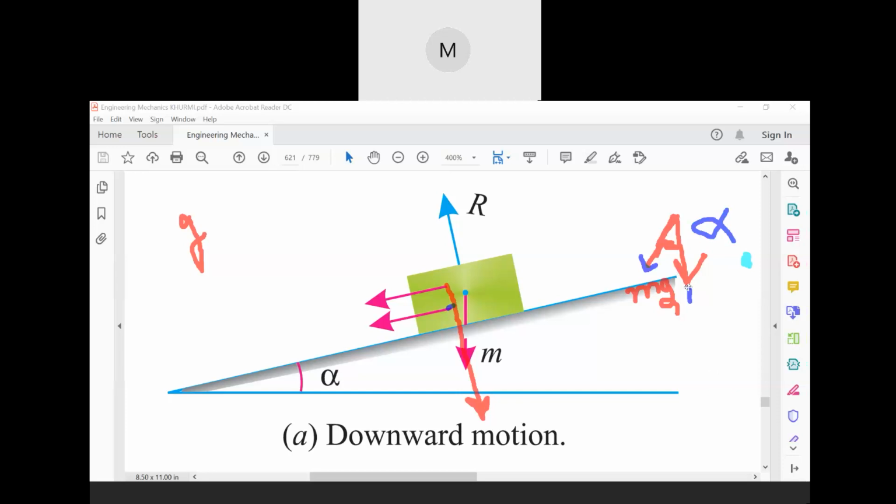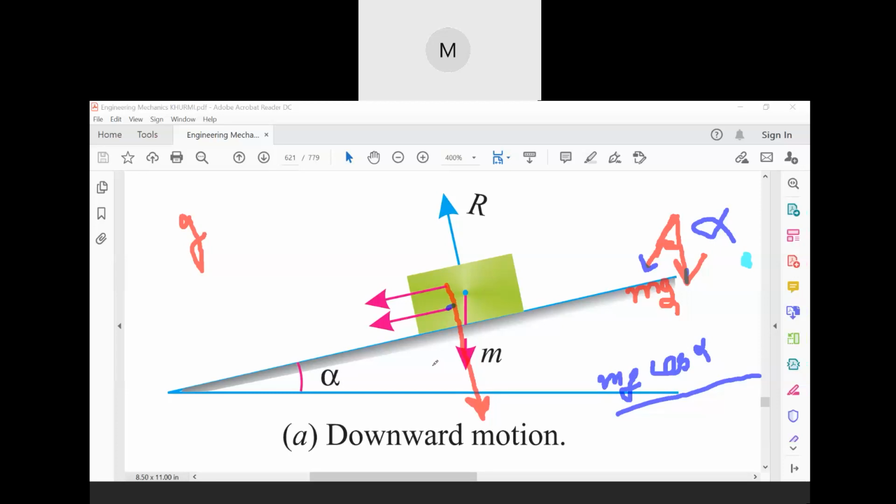What will be this one then? What will be this part? Mg equals Mg cos alpha. Very good. So this one will be what? Mg cos alpha. Like this. Mg cos alpha. Right.